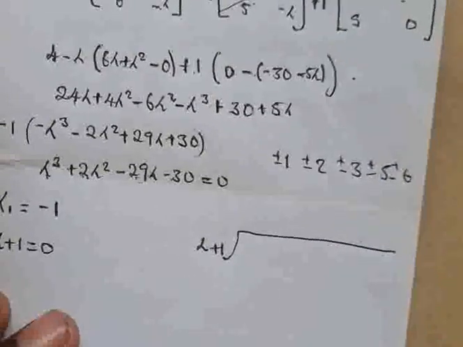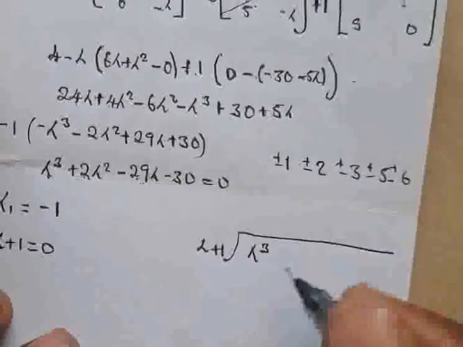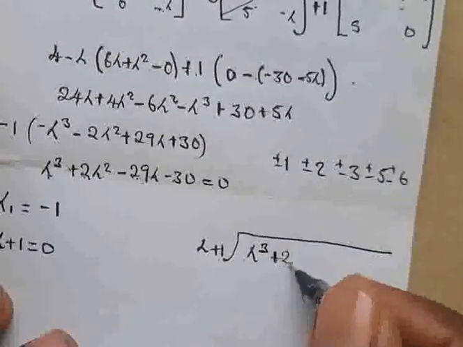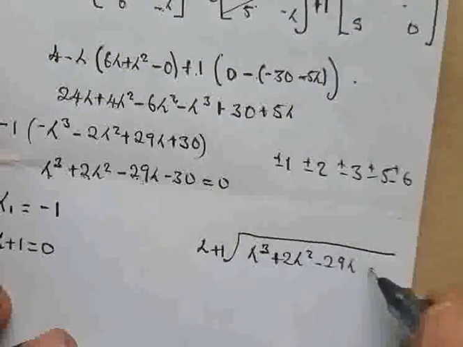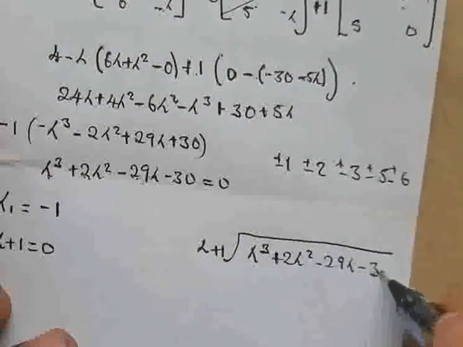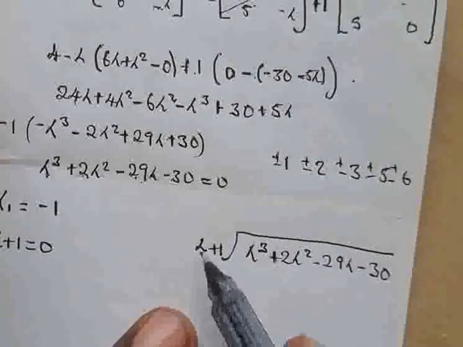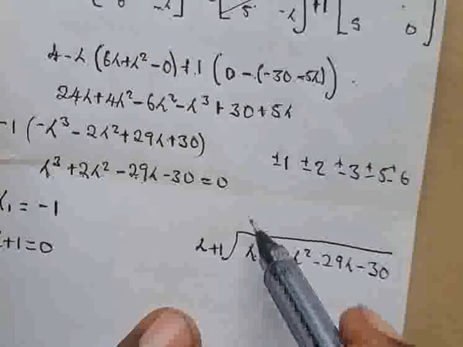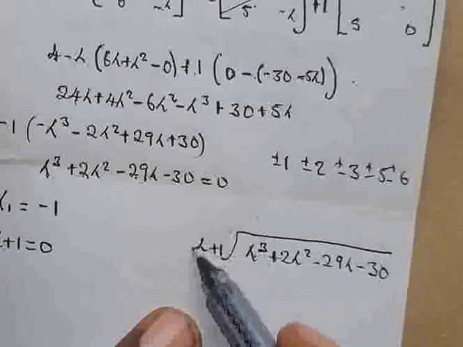Then our dividend is going to be the whole of this polynomial: lambda cubed plus 2 lambda squared minus 29 lambda, then minus 30. So it's quite simple. What we need to do is divide this lambda into lambda cubed. When you find the answer there, we write it on top. Then we're going to multiply with each term that is here.